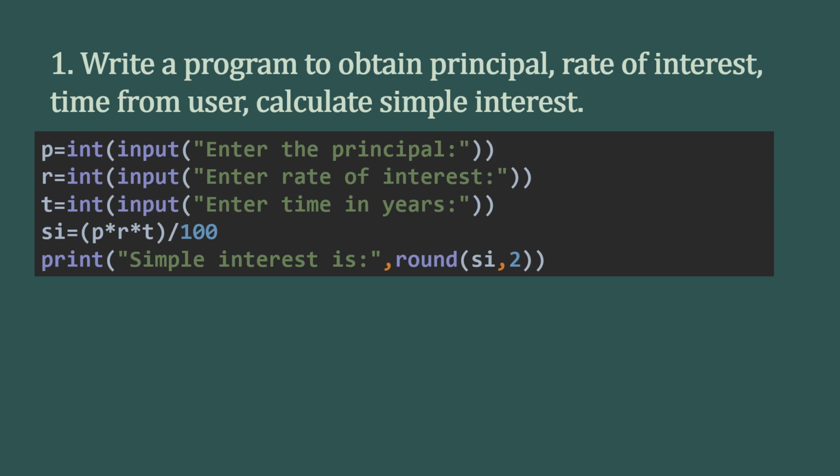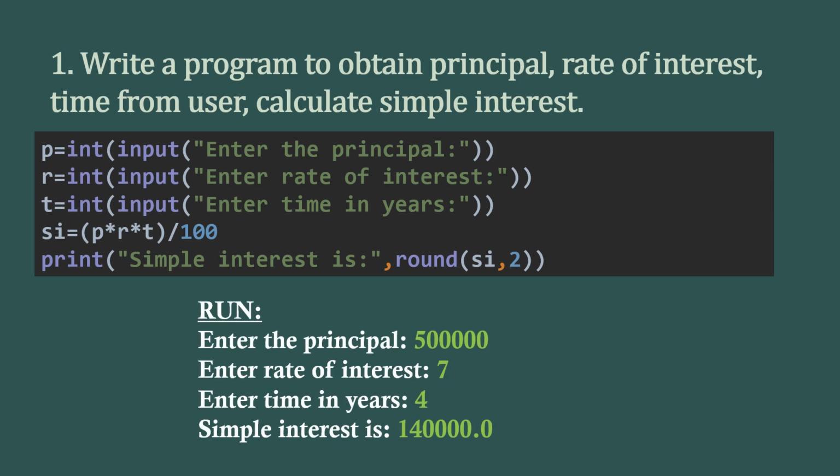Now to print the simple interest, you can write print. Within that you can just write simple interest is. You can just simply write SI, but here I have used a round function so that the value will be rounded up to two decimal points, two digits after the decimal point. So you can see the output like this.